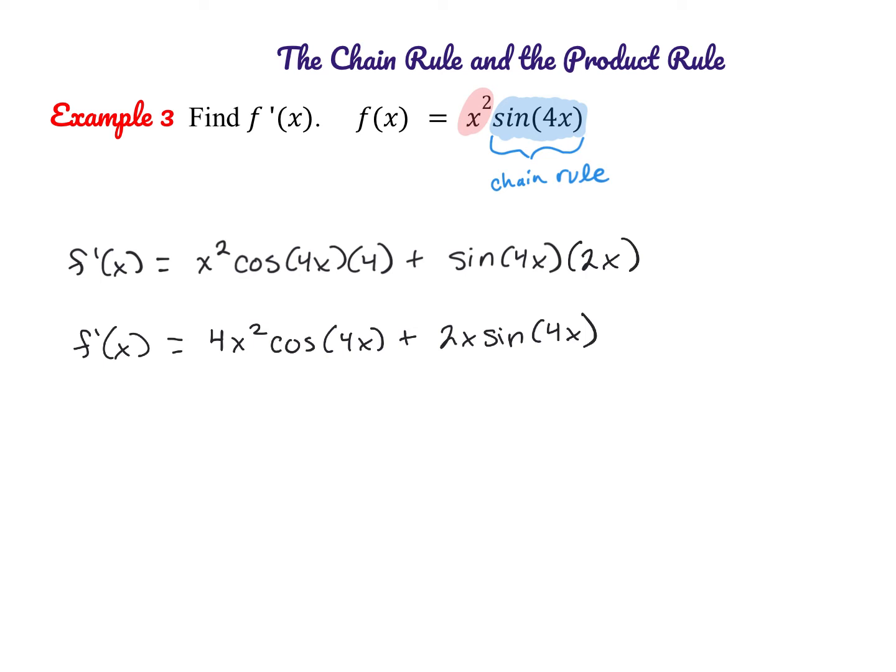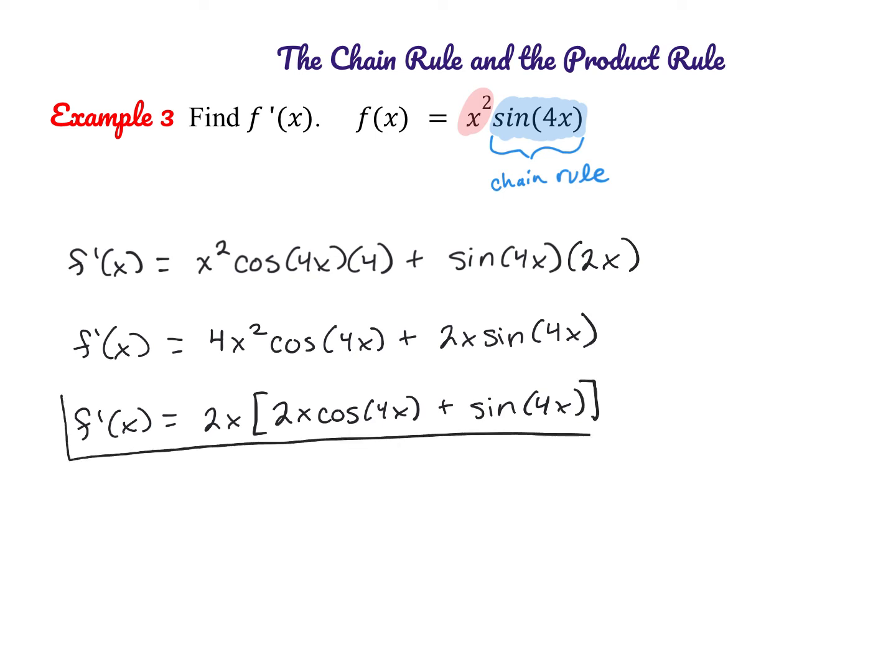And we can also, from this, you'll notice there is a common factor of 2x, so we can factor that out. So we have 2x times the cosine of 4x plus the sine of 4x. So that is f prime of x.